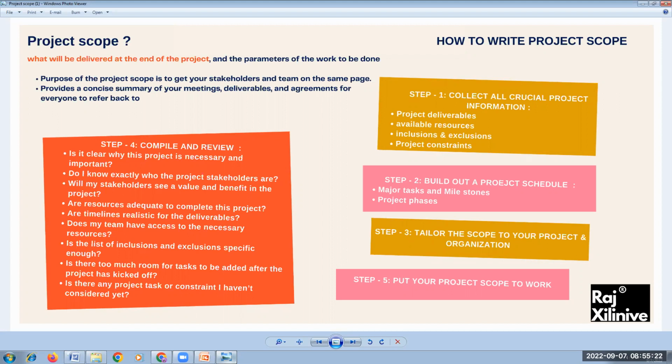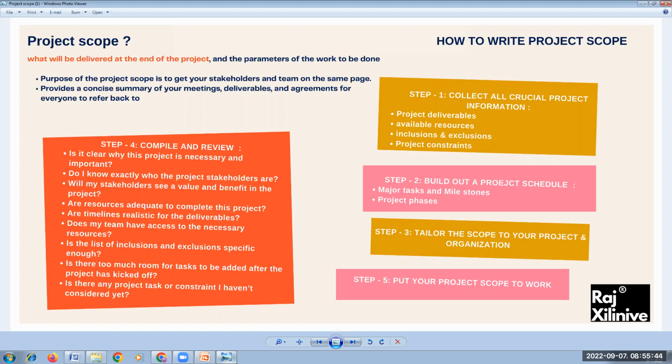The fourth step is something crucial for the team to understand the real, I don't say complexity, real understanding about why and for what purpose we are doing this and what our challenges are. So that you'll be knowing in the fourth step. The first point: is it clear why the project is necessary and important?